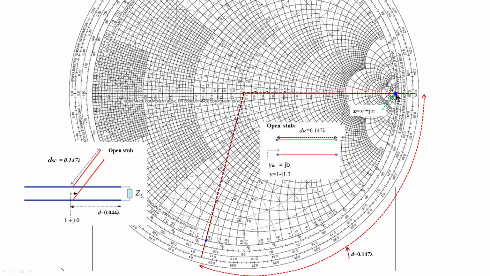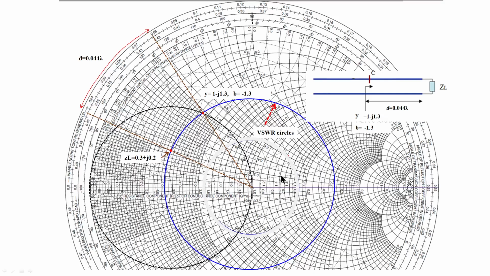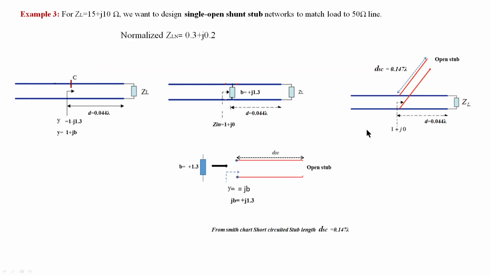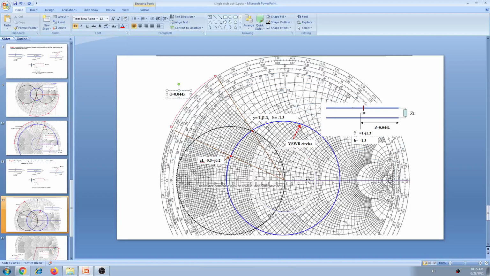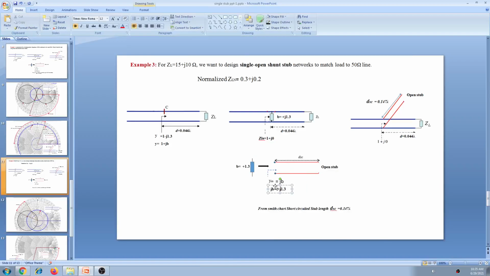From here, from this load point, you should start the open stub design. Remember, open stub design is to start from here and go on moving like this. Whenever you find the required value of susceptance, what is the value of susceptance? Plus 1.3. The susceptance value needed is this value.